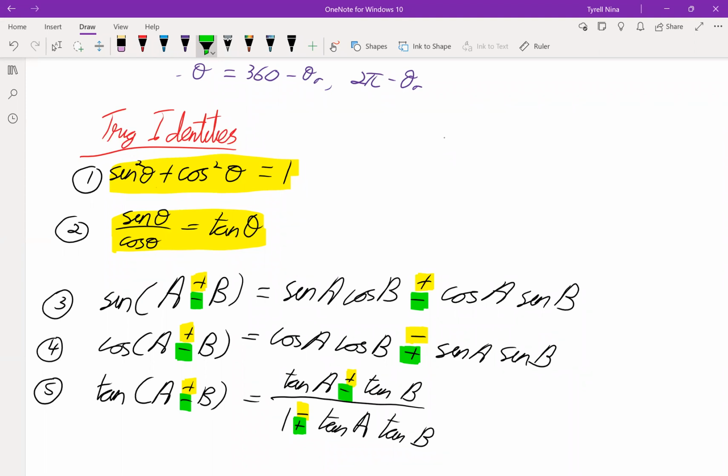So sir, let me say they give you a question with like tan A plus B. It would make more sense to break it out with that formula rather than converting it to sine over cos. Correct.